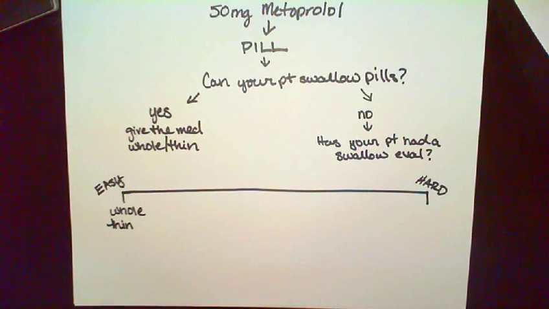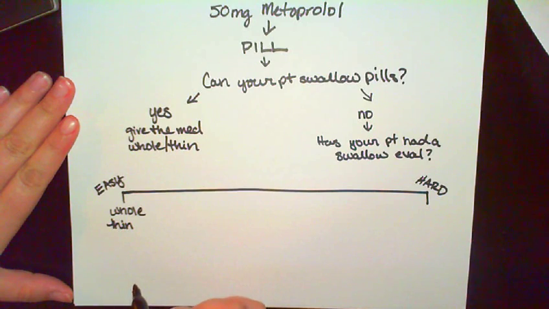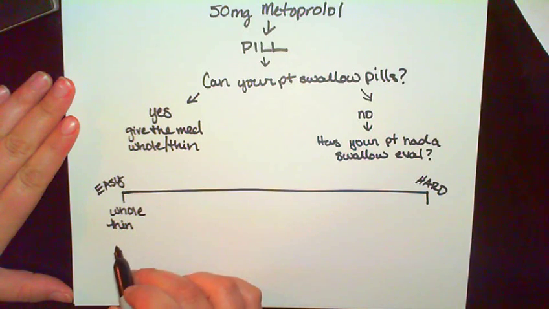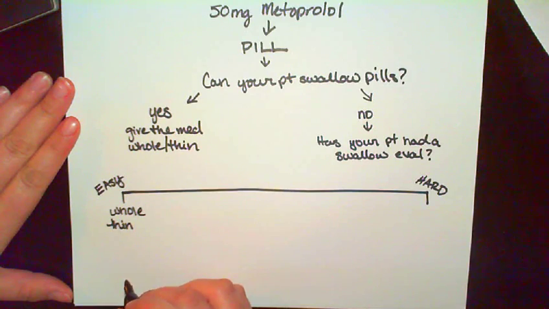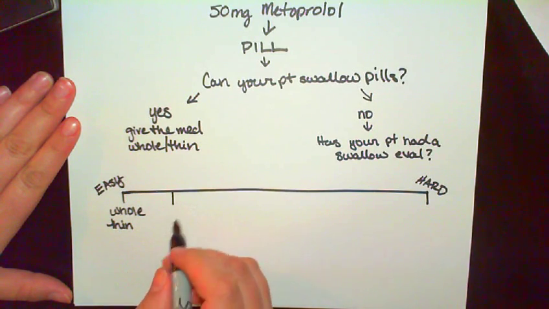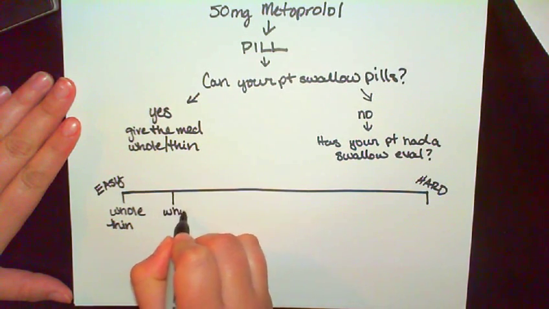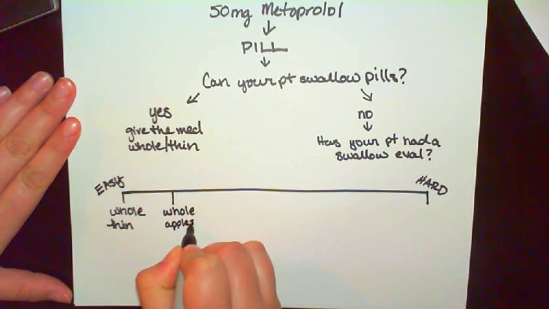Now, what does this mean? This means that they can take whole pills with thin liquids. Thin liquids are water, juice, anything like that. Most of us are whole pills with thin liquids. You'll take a couple Tylenol for your headache, swallow it down with some water, no problems at all. Next, as we get a little bit more difficult, you are going to have whole with applesauce.